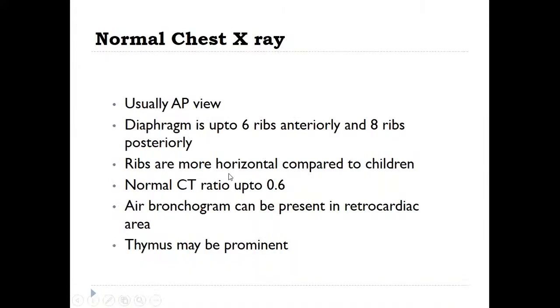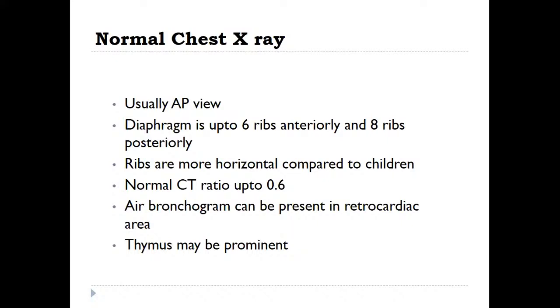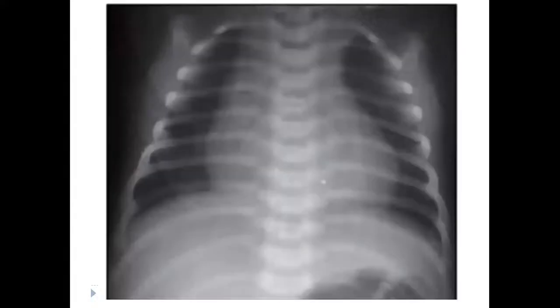And the ribs are more horizontal compared to children. As we discussed already, the normal cardiothoracic ratio in pediatrics is usually 0.5, but in newborns it can be more than 0.5 because we are exposing in the AP view. In the AP view, the heart comes closer to the detector, so your heart might appear a bit larger than normal. So 0.6 is the cutoff for cardiomegaly. A small amount of air can be in the retrocardiac area. So these are the retrocardiac areas where you can see the few air bronchograms. These are normal.